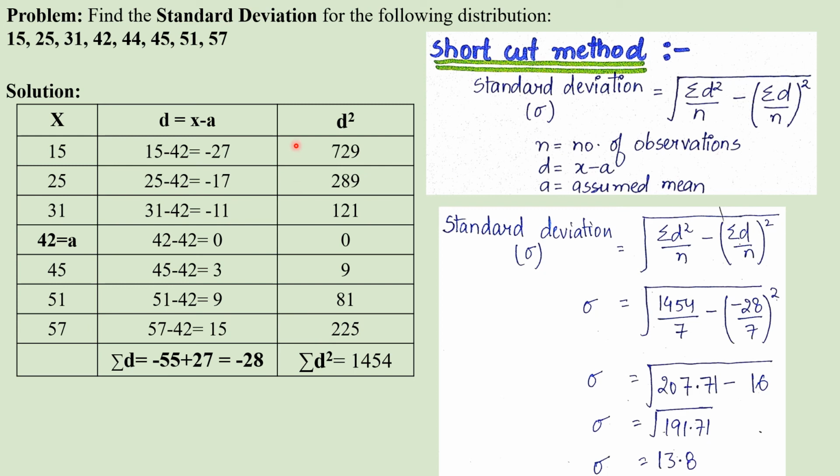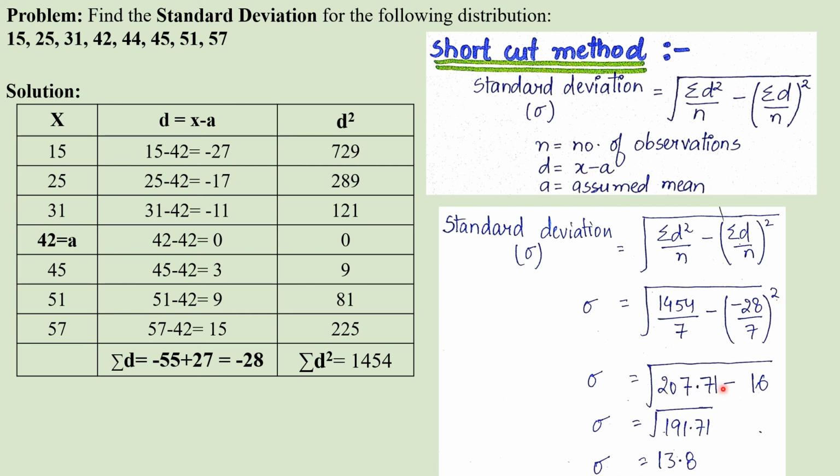Now find out sigma d square by adding all these values. So 729 plus 289 plus 121 plus 0 plus 9 plus 81 plus 225 is 1454. So the value of sigma d square is 1454. Now put the values of sigma d square, sigma d and n in the formula. So sigma is equal to under root 1454 upon n, n is 7, minus (28 upon 7) whole square.